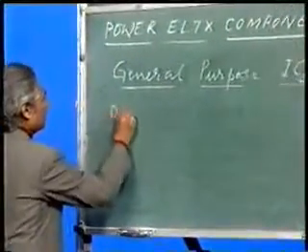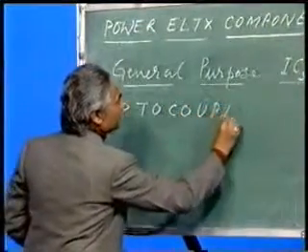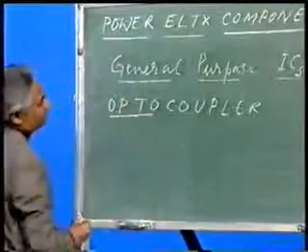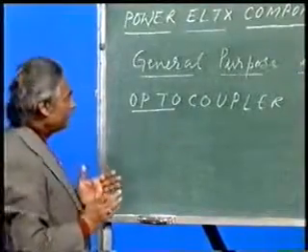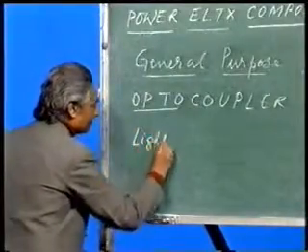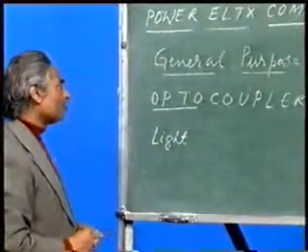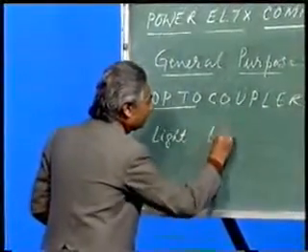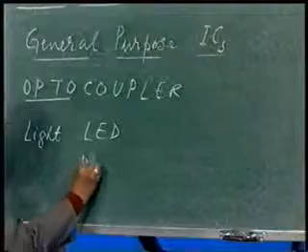Optocoupler, as the name indicates, it is based on opto, means light, and of course coupler means it is a device which will couple 2 electrical circuits based on light. So, light is the basic funda for this device. There are 2 basic components in this IC. One is the LED, the light emitting diode, and the other is the phototransistor.